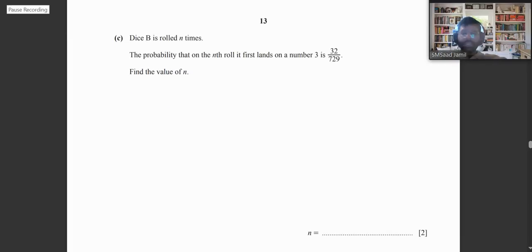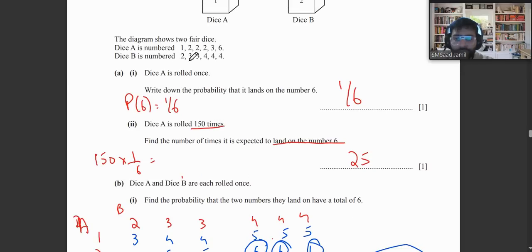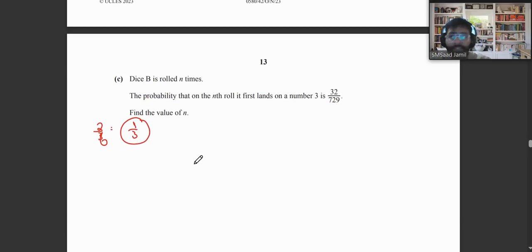So in this question, guys, read the question. The probability that on the nth roll it first lands on the number 3. What is the probability of landing on the number 3? We are talking about dice B. Dice B has 3 two times out of 6 numbers. So that is 2 upon 6, which will become 1 upon 3. So the probability that the first roll lands on 3 is 1 upon 3.